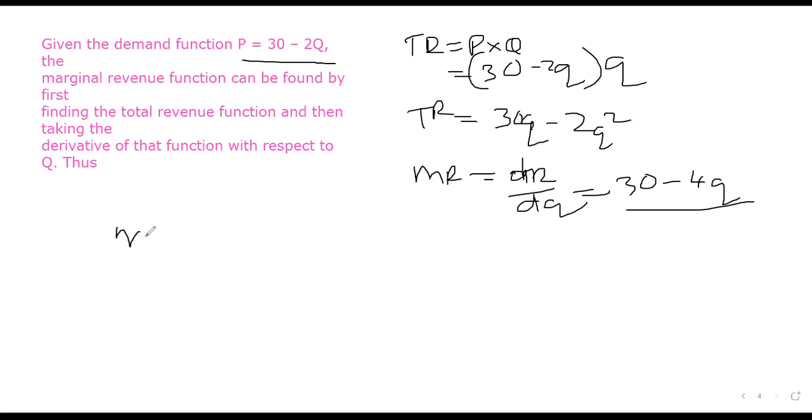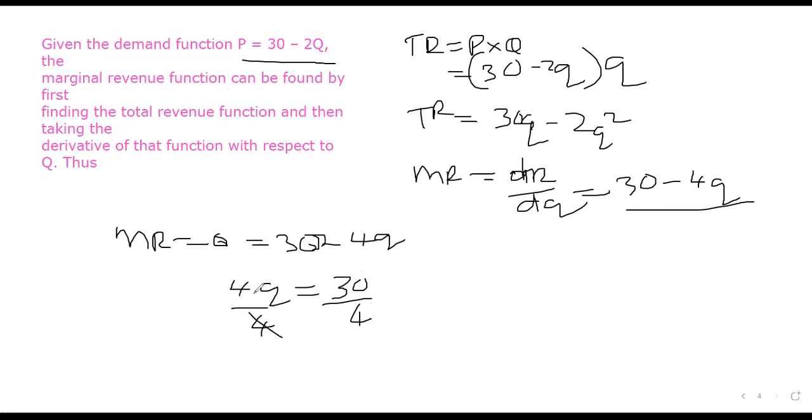So to maximize it, we equate to 0. So here we're going to have what? 30 minus 4Q equals 0. Then when the 4Q goes across, we equate to 30. And divide by 4 on both sides. Our Q therefore becomes what? 7.5. So this is our Q.